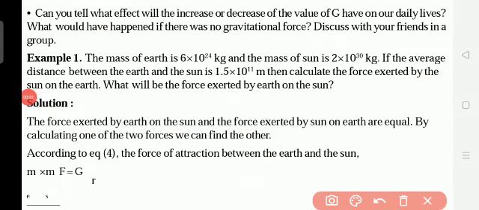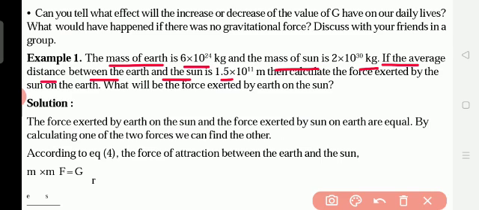Here they have given the mass of the earth, so all these are constant values. The mass, meaning weight, of the earth is 6 into 10 to the power of 24 kilogram, and the weight of the sun is 2 into 10 to the power of 30 kilogram. The average distance between the sun and the earth is 1.5 into 10 to the power of 11 meter.